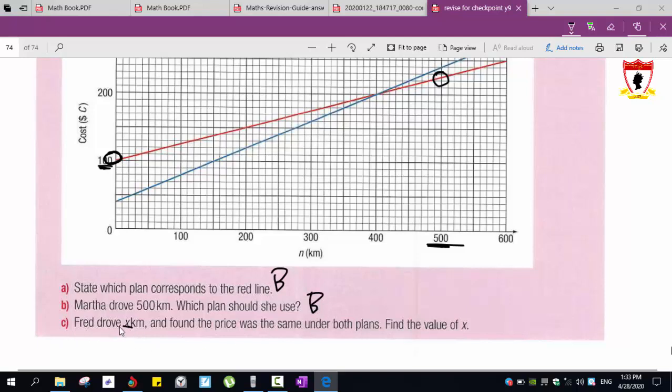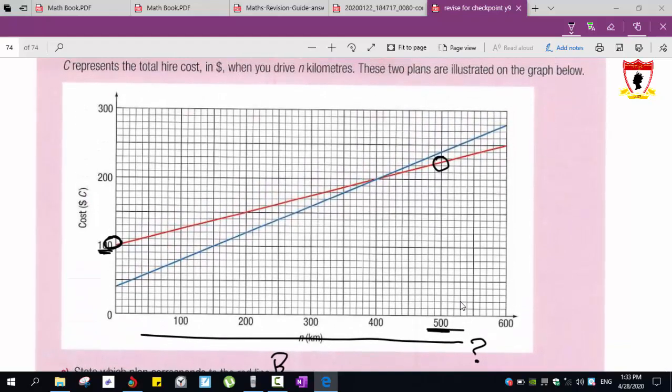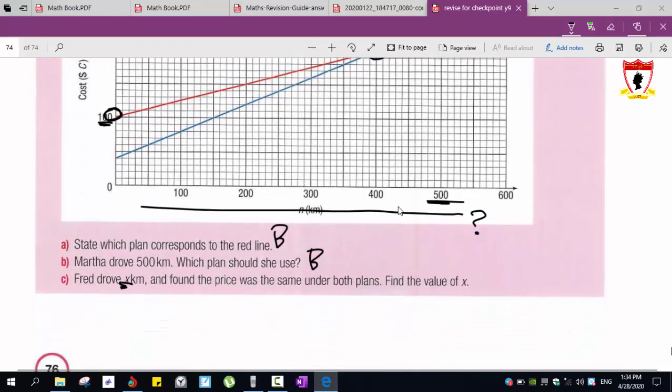Now, Fred drove x kilometers. We don't know how many kilometers. But what's the clue to find it? Fred drove x kilometers and found the price was the same under both plans. Find the value of x. Then look at the graph. At which point do both plans have the exact same cost? So from here all the way to 400, the blue plan, plan A, is cheaper than plan B. And at this point, the plans are exactly equal. They both equal 200. So it means Fred drove 400 kilometers. The value of x is 400 kilometers.